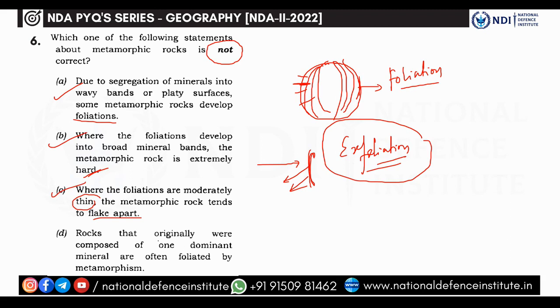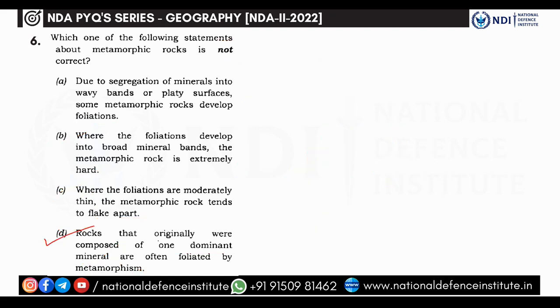Rocks that originally were composed of one dominant mineral are often foliated by metamorphism. From the other three statements itself we could figure out that foliation needs many sorts of minerals to be segregated. If only one dominant mineral is there, you cannot have much foliation. So the answer is D, the wrong statement. When that is the case, your answer will be D.